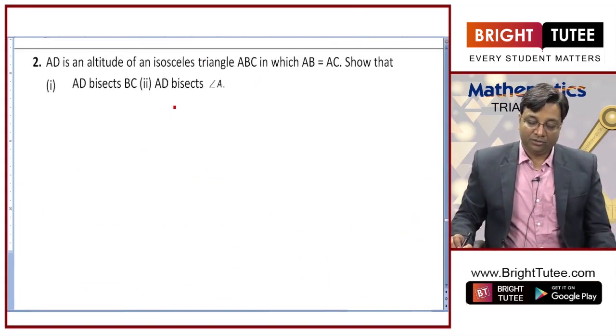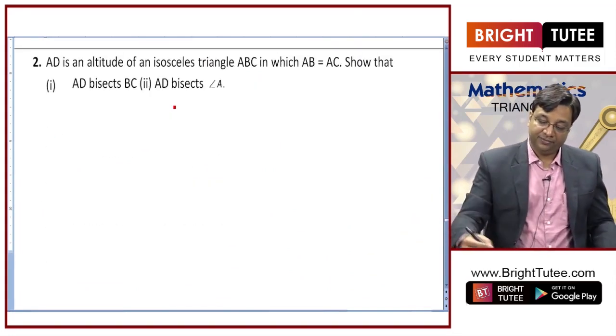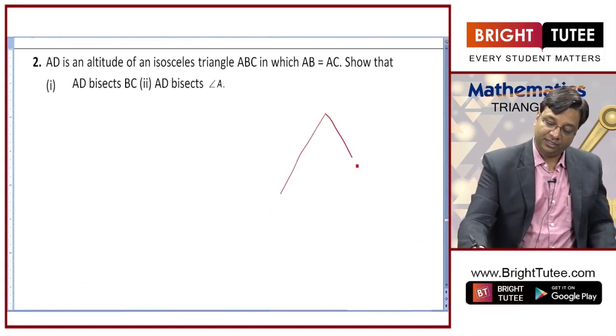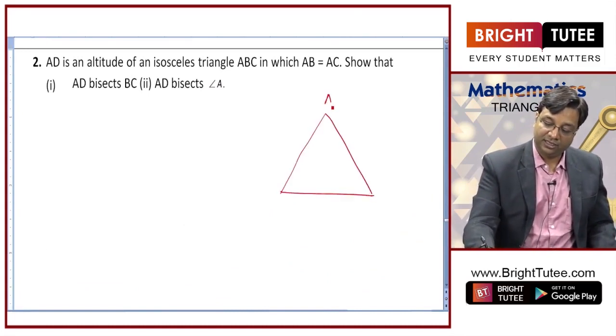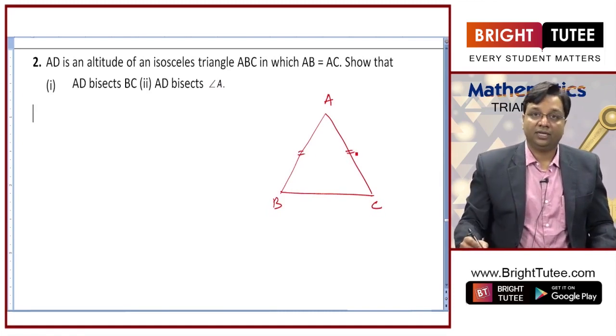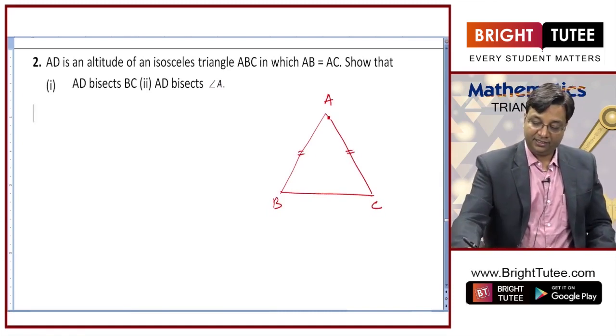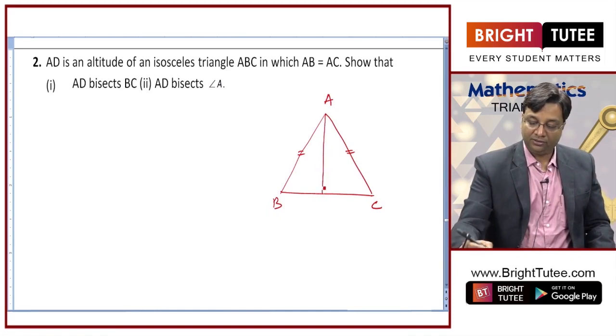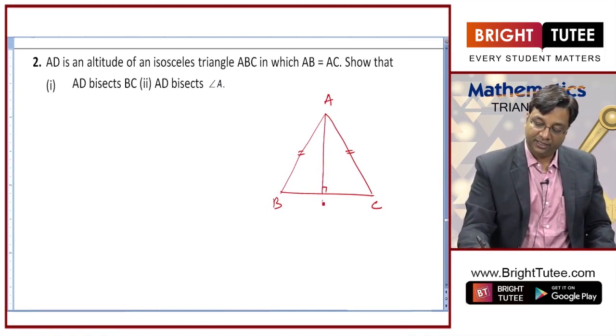AD is an altitude of an isosceles triangle ABC, in which AB is equal to AC. So there is this isosceles triangle ABC where AB is equal to AC, and AD is altitude. So this angle is 90 and this is D.